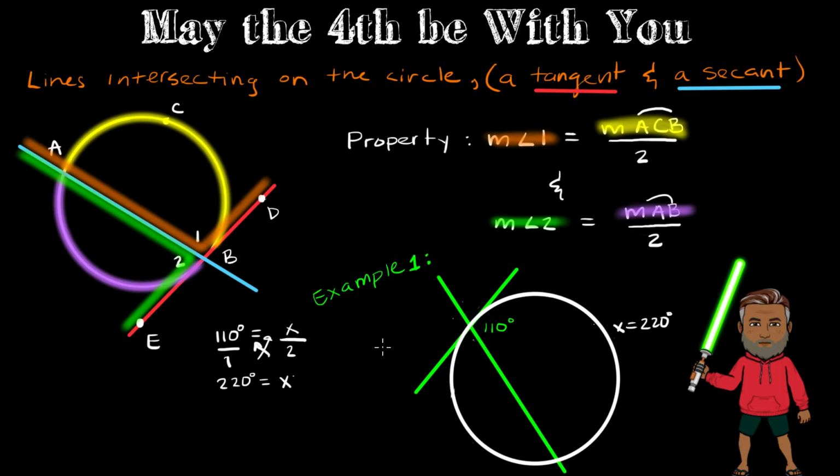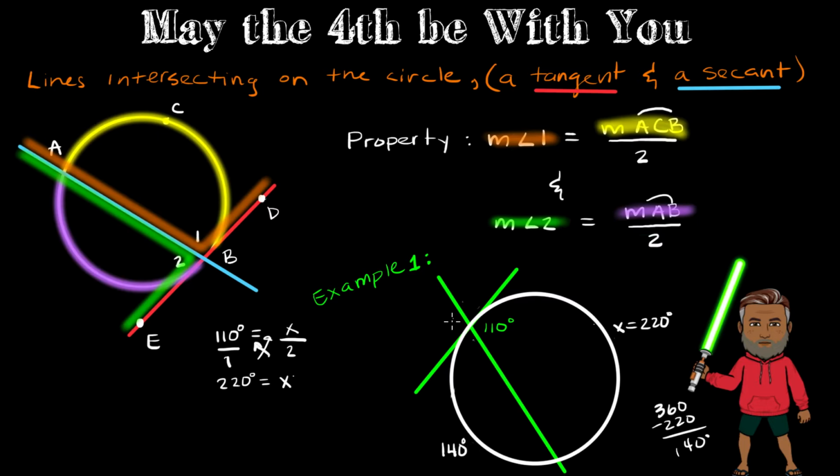Now you'll notice in example 1, I didn't ask you what to find. I kind of want you to find everything. So the next thing I notice is that I have only part of the circle. Notice the circle is cut into 2 parts. Well, if I have only part of the circle, the other part of the circle must add up to 360. So I can take the 220 and subtract it from 360. So I can go 360 minus 220, which comes out to 140. So I now know what this arc is. This arc here is 140 degrees.